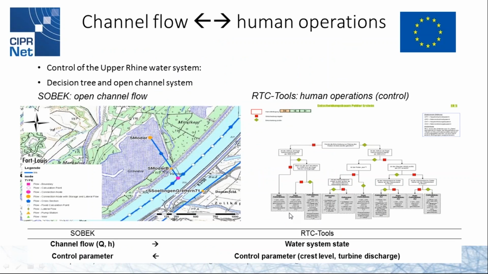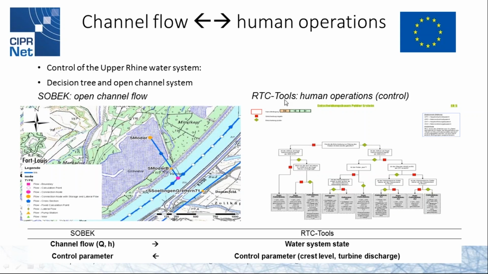Another example, channel flow coupled with human operations. This is the case of the Upper Rhine water system in Germany. Here we have a close-up of the SOBEK model. This is the main channel of the River Rhine, and then we have a retention basin here and a hydraulic structure to open or activate this retention basin during high water to store water in this area. And the hydraulics are represented with the SOBEK open channel flow model.